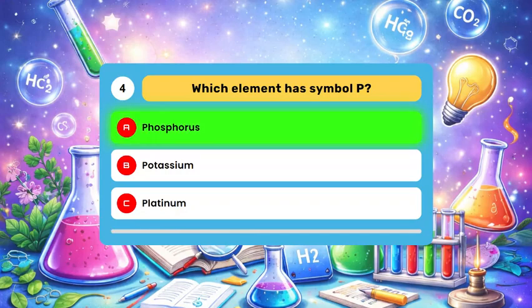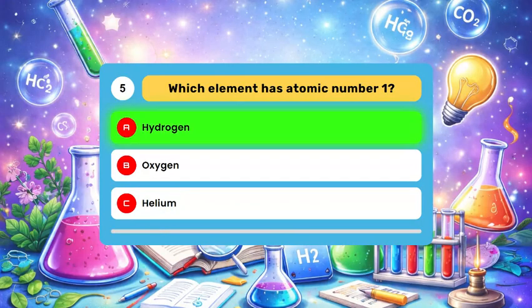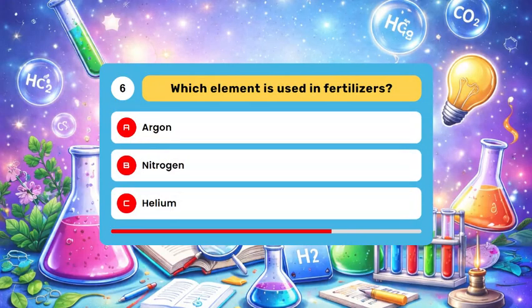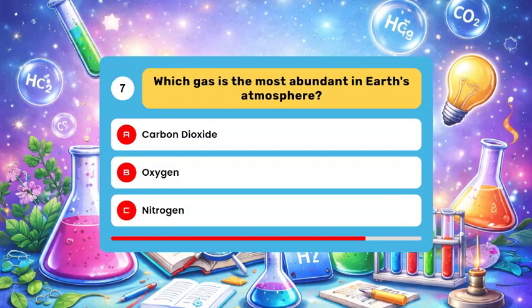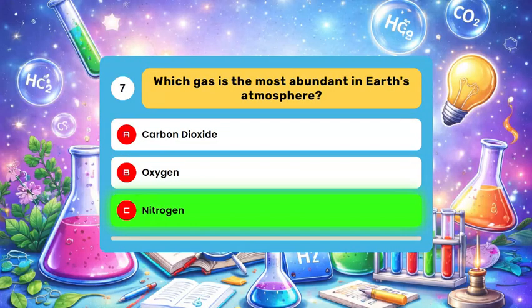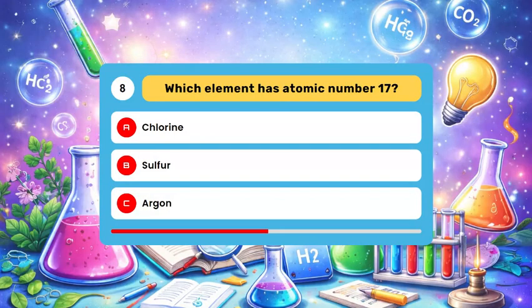Phosphorus. Which element has atomic number 1? Hydrogen. Which element is used in fertilizers? Nitrogen. Which gas is the most abundant in Earth's atmosphere? Nitrogen. Which element has atomic number 17?